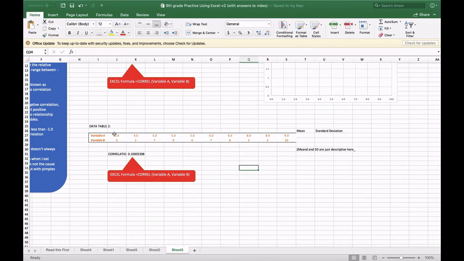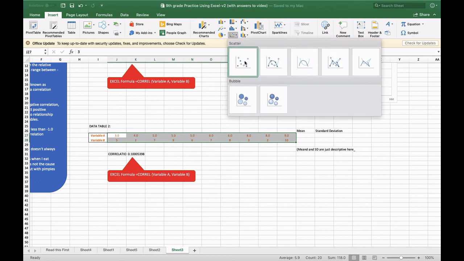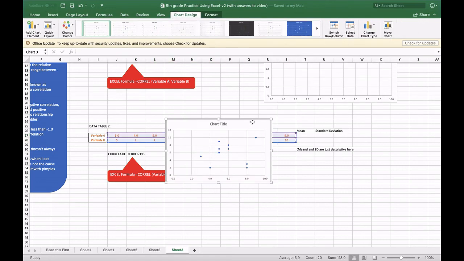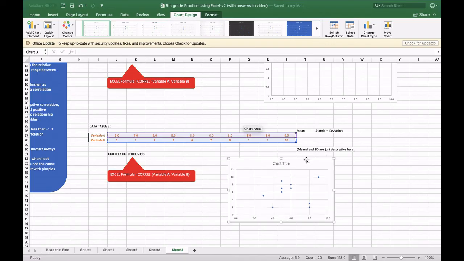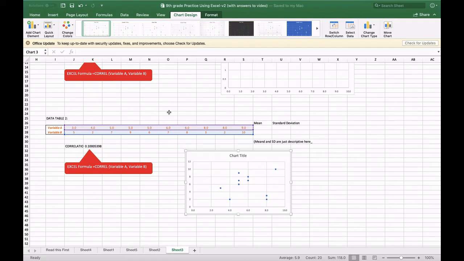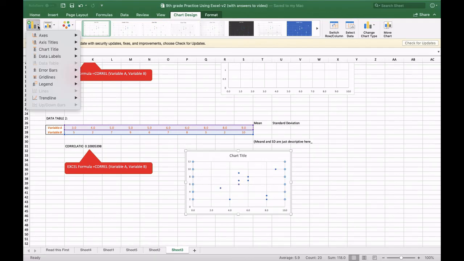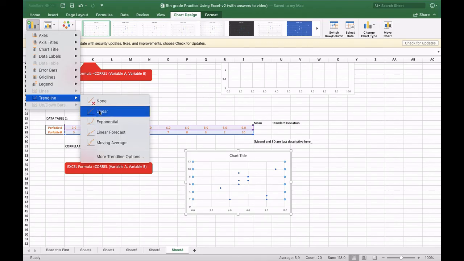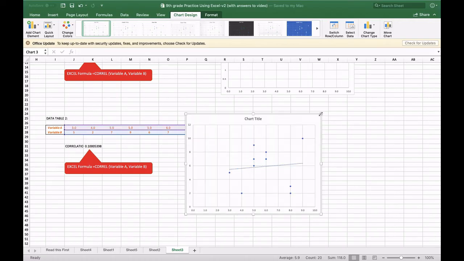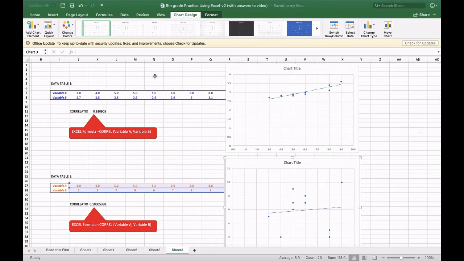Now let's look at the graph for data table 2. Again, I'm going to highlight my variables, go to Insert, and insert a scatter plot graph. Notice how my data points are everywhere, right? So there is a very weak positive correlation here. By adding a chart element, a linear trend line, you can see that the line is almost flat, right? Remember that a correlation of 0 means there is no correlation whatsoever. Here you have a correlation of 0.1, so it's not 0, but it is a very weak positive correlation, okay? So this is how you do correlation.